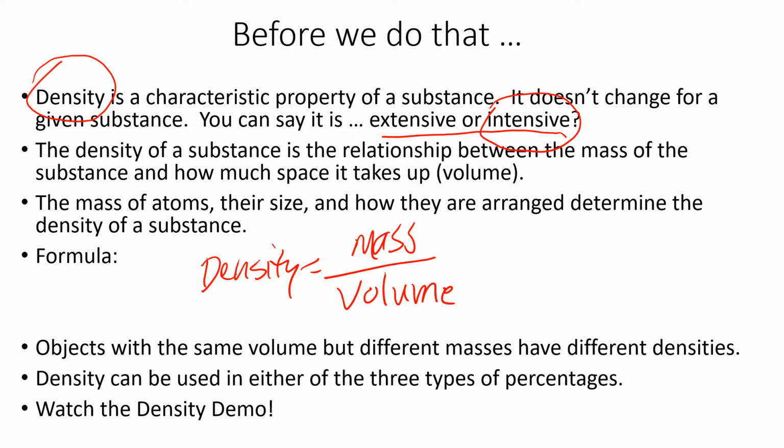If you have objects that take up the same space, meaning the volume, but have different masses, they're going to have different densities. If you have a bigger mass between two items, but they have the same volume, that means it's going to have a bigger density. And density can be used in some way in any of the three types of percentages we're going to talk about today. But before we get into that, I want you to watch the density demo that I posted, that I did at home with Diet Coke and Dr. Pepper cans. I want you to see that, just something to think about in terms of this topic.